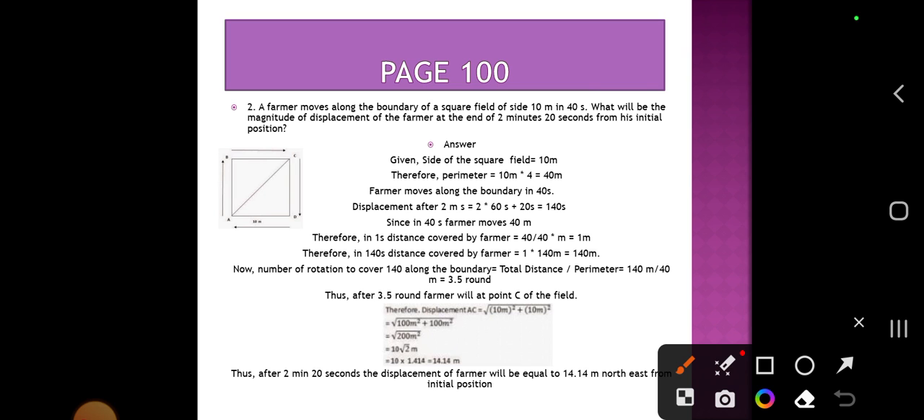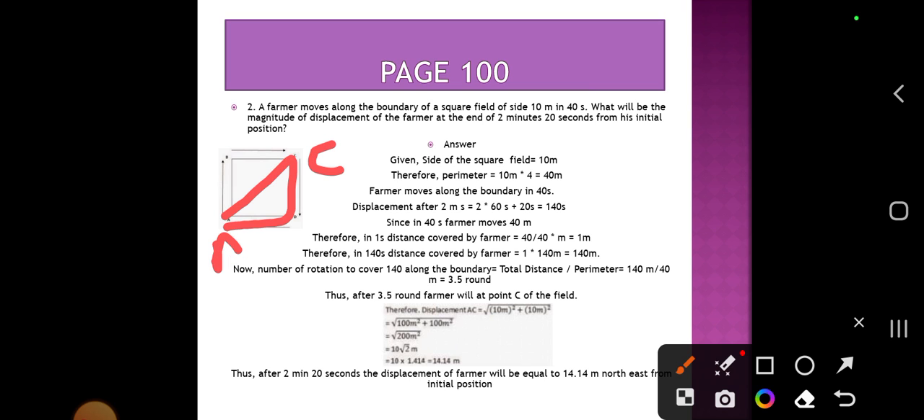That means if the farmer starts from A, this is the first round, this is the second round, this is the third round. So we can say these are the 3 rounds completed by the farmer. But it is 3.5, so again from A to C. So this is the distance. We have to find the displacement from A to C.